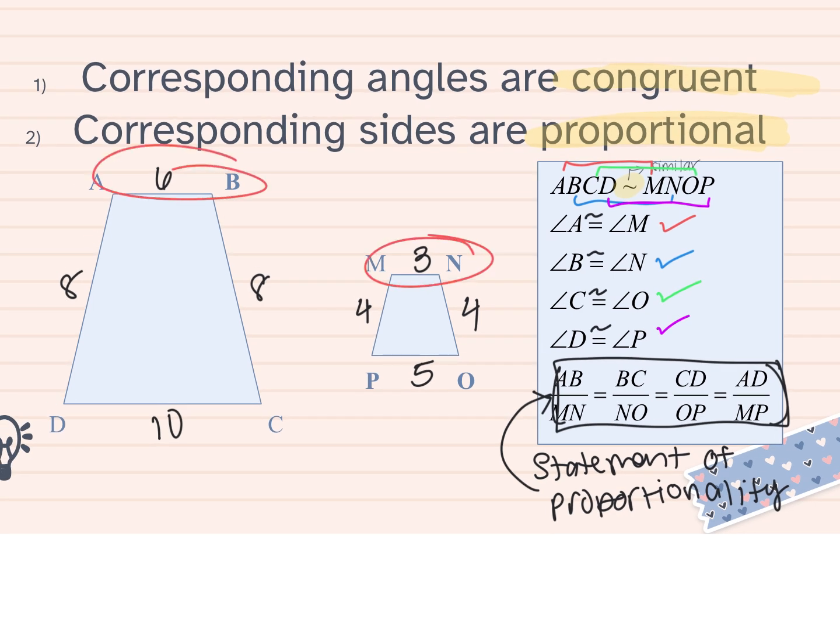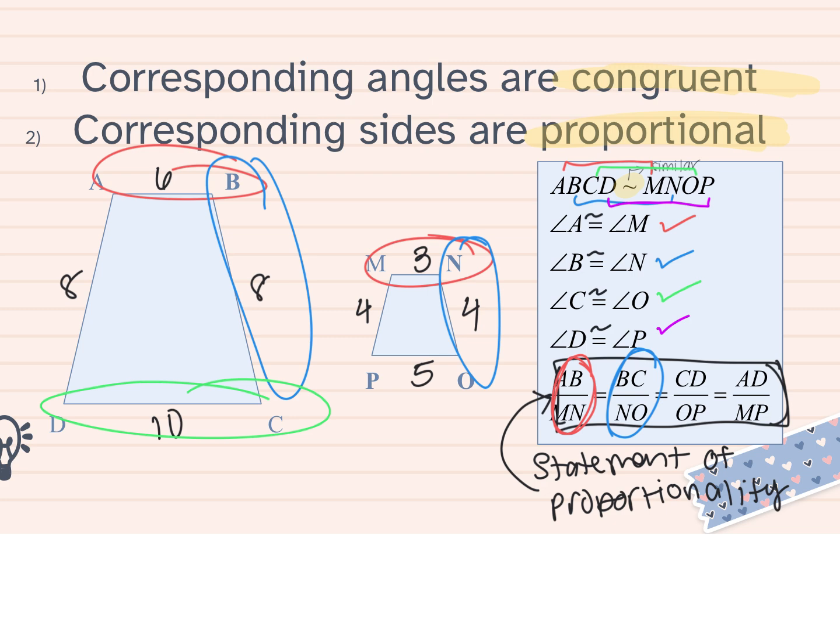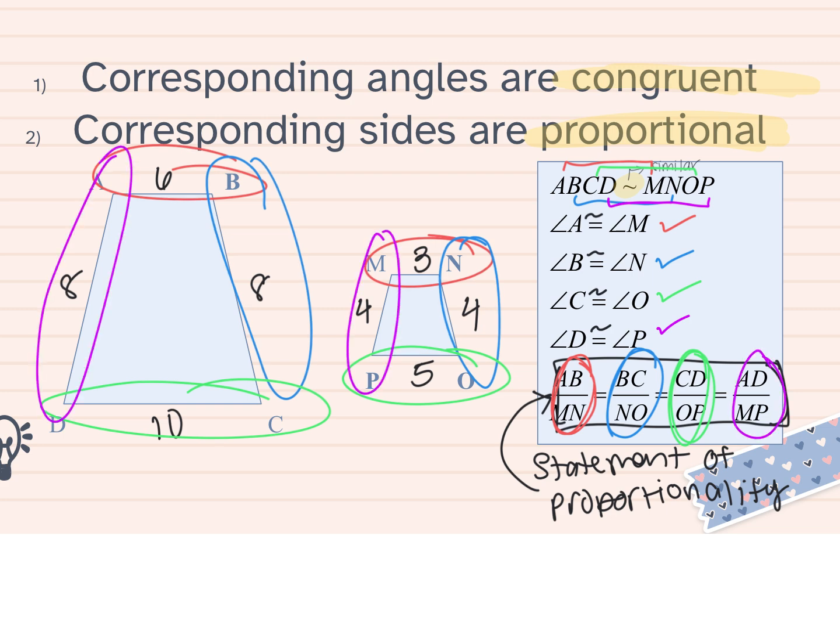AB is proportional to MN. That's my first one. BC is proportional to NO. What is that one? CD is proportional to OP. And then we have AD is proportional to MP. Okay, that's my statement of proportionality, so you have to know what's proportional.